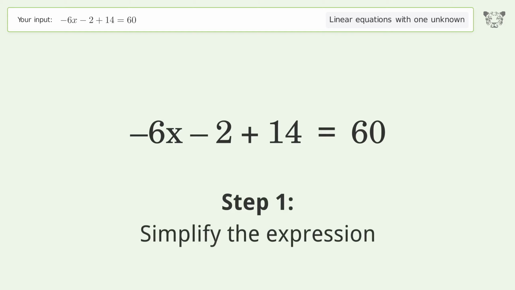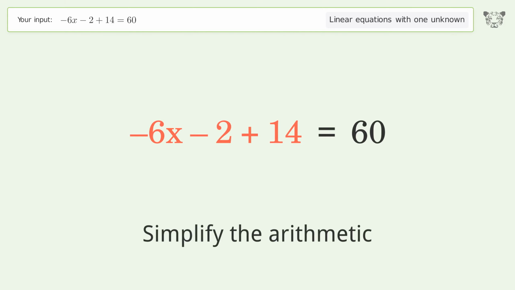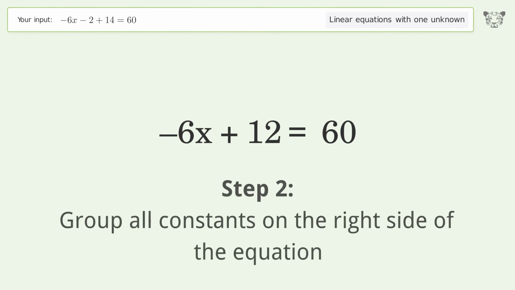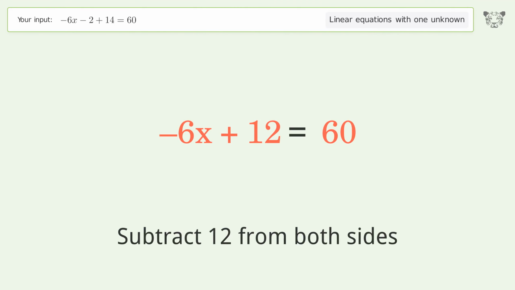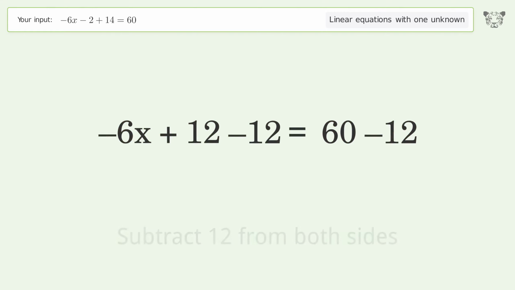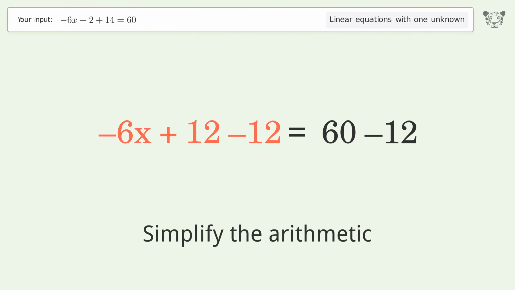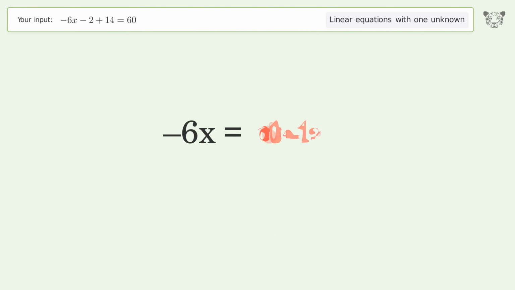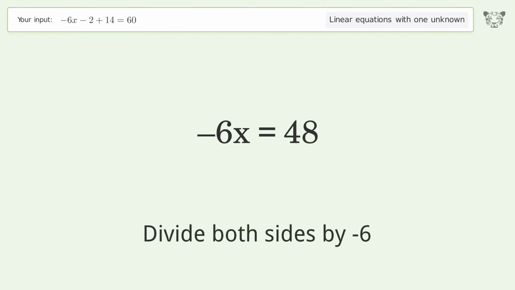Simplify the expression. Simplify the arithmetic. Group all constants on the right side of the equation. Subtract 12 from both sides. Simplify the arithmetic. Isolate the x. Divide both sides by -6.